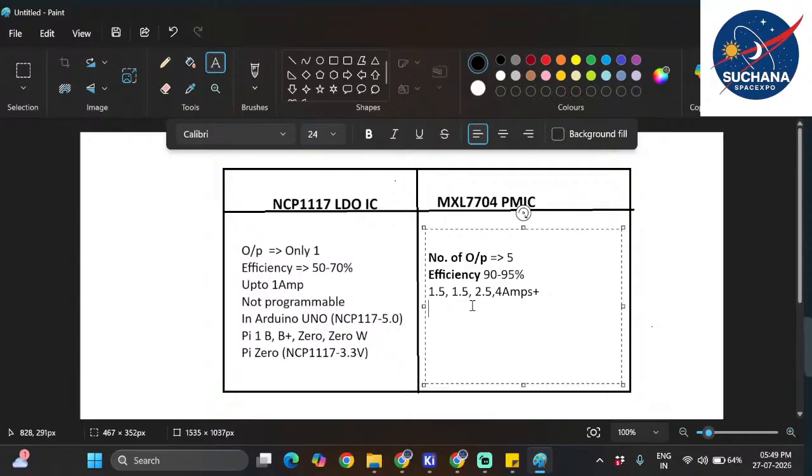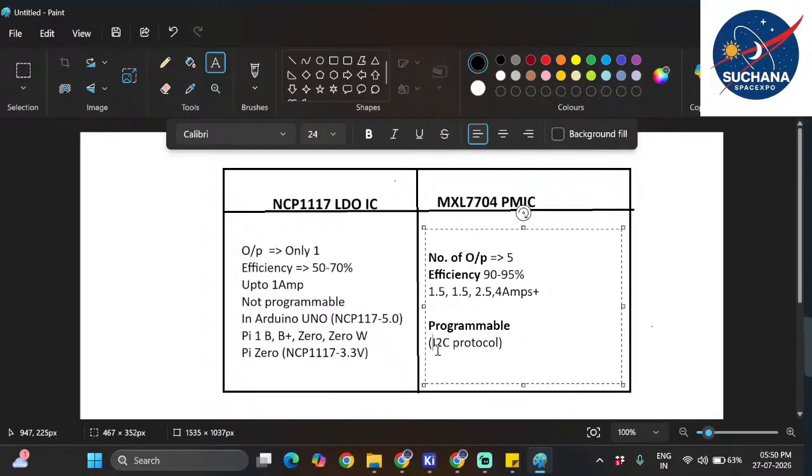Now we need to discuss one more thing. This is the most important point: this IC is programmable. And how can you program it? Using the I2C protocol. This is an important point, programmable. How will you be programming it? With the help of the I2C protocol.